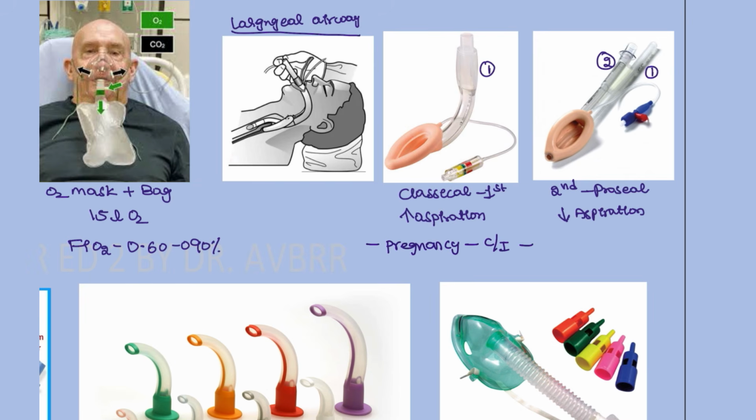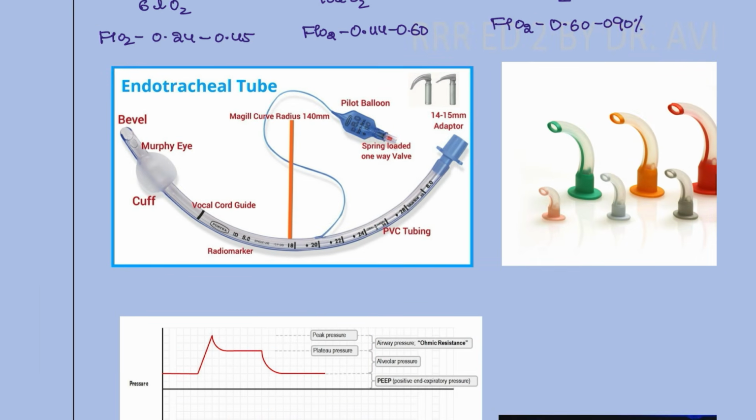What we can use in pregnancy is the i-gel type. I-gel is used, but LMA is contraindicated. Next, here you can see this is the endotracheal tube.